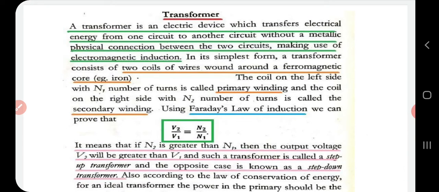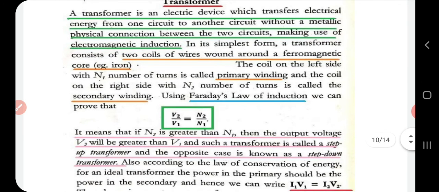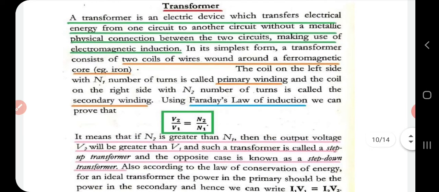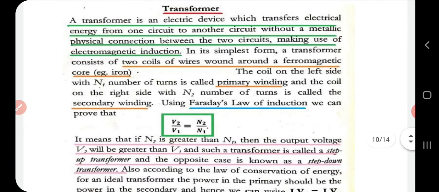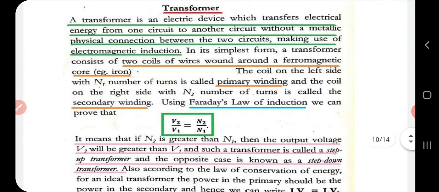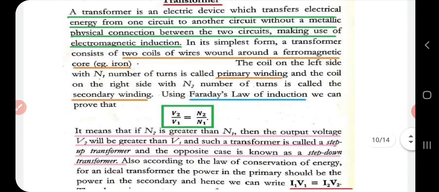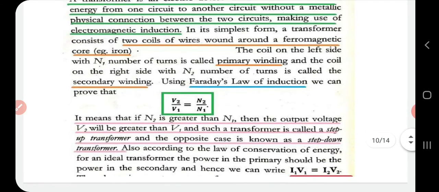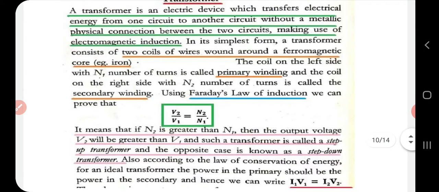It is an electric device which transfers electrical energy from one circuit to another circuit without a metallic physical contact between the two circuits, making use of electromagnetic induction. So it's nothing but a device which transfers electrical energy from one circuit to another circuit by making use of the principle of electromagnetic induction. In lower classes, I think you have studied about these transformers.